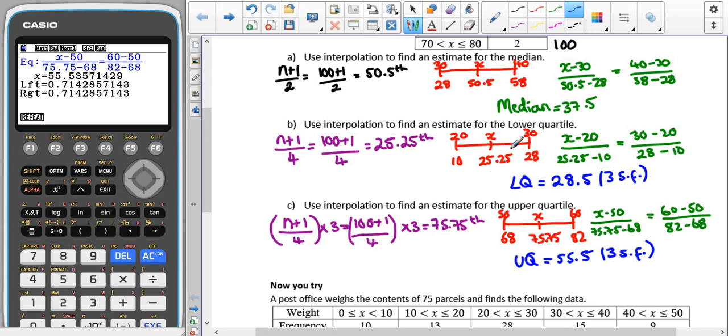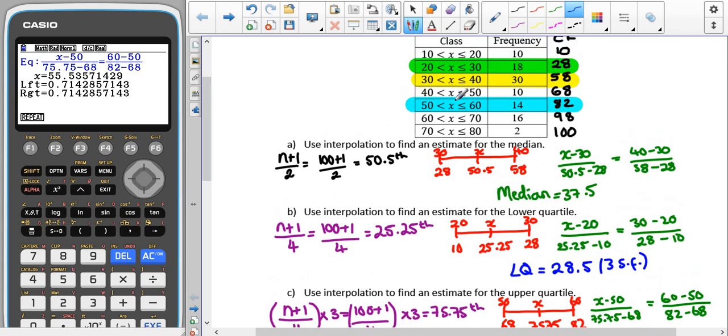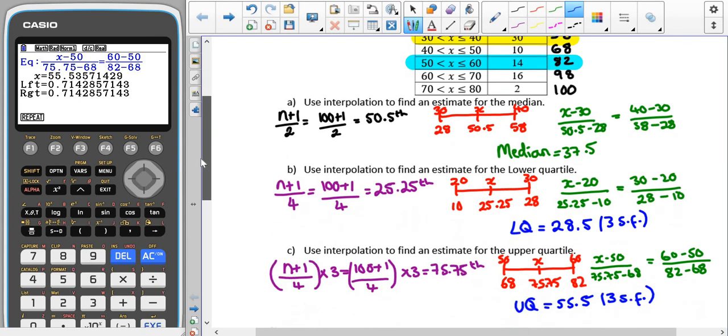Now, the reason that these are only estimates is that we're still not 100% sure of how the data is going to be distributed within these intervals. All of the data could be at the bottom of these intervals, and in which case our values would be off. But if we're assuming that the data is equally spread within the intervals, then these are going to be better estimates of the median, lower quartile and upper quartile than just given the generic interval that it lies within.